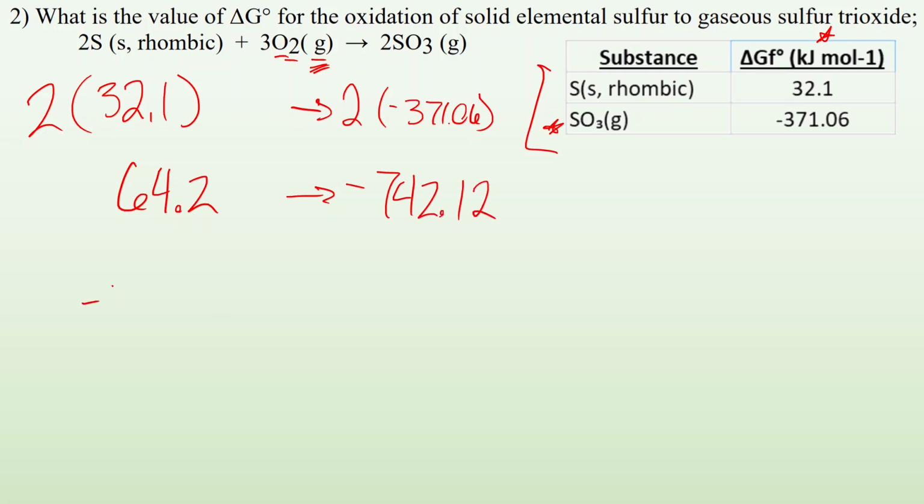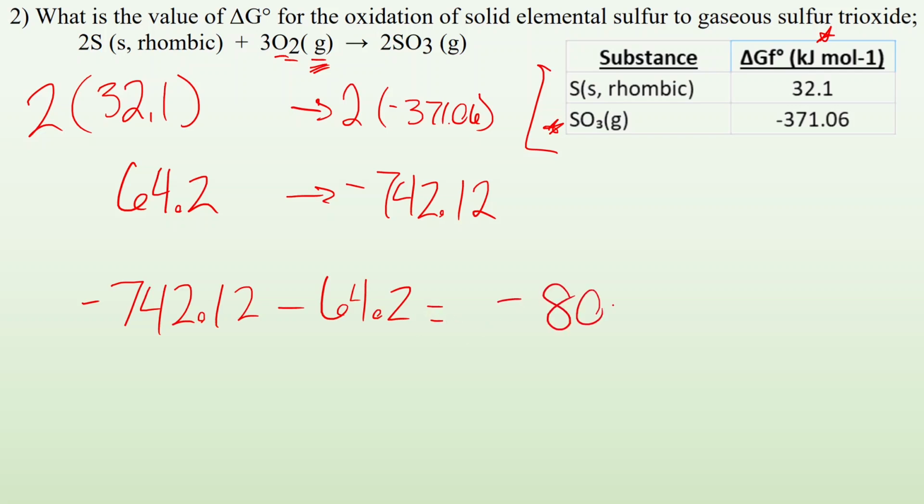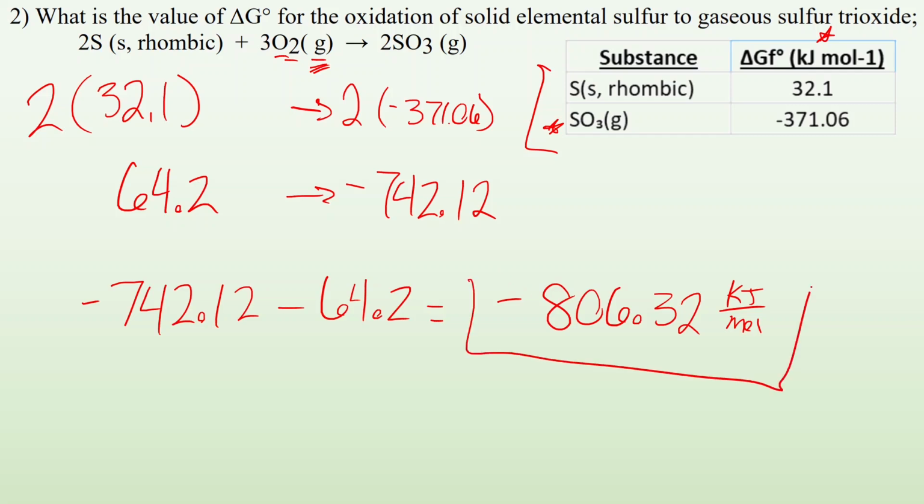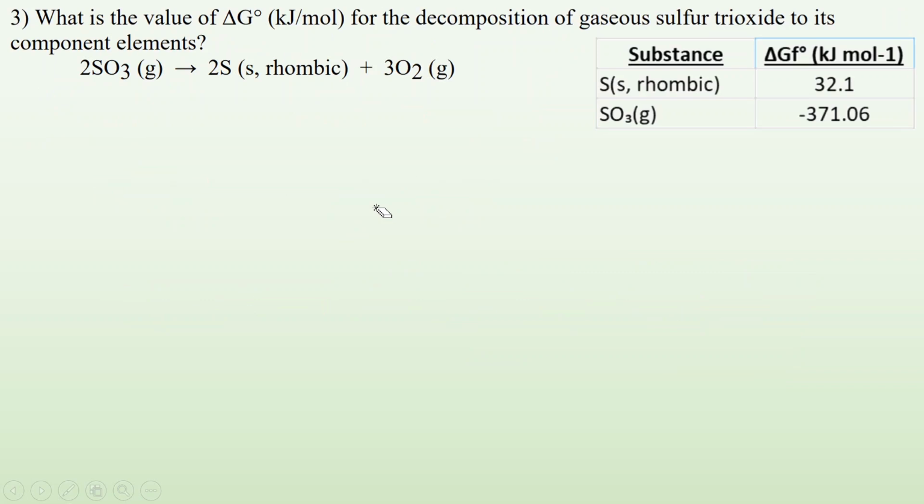So what is the difference there? Well, I could do the products minus the reactants, and I end up with a negative 806.32 kilojoules per mole. Again, I always check to make sure that this number makes sense. I started at a positive value and I ended up at a negative value, so I should expect the sign to be negative, which is what I got. I'm always afraid I'm going to mess that up, so we always check it.